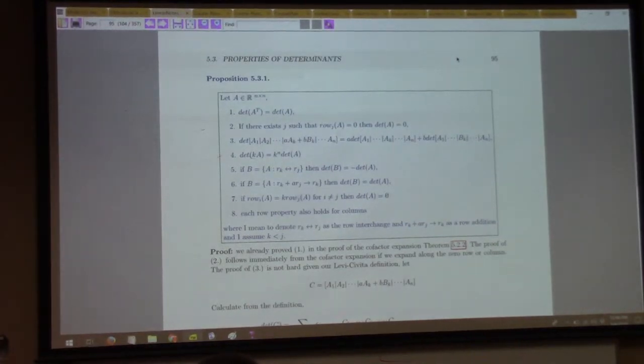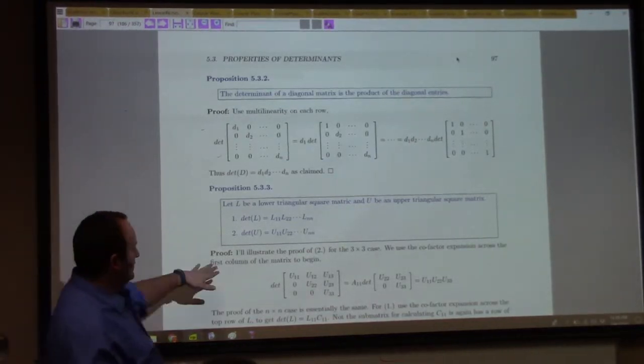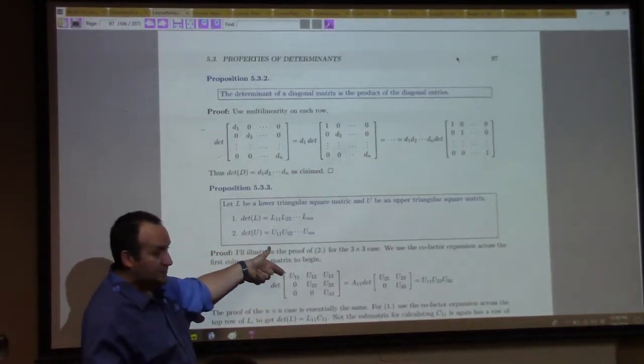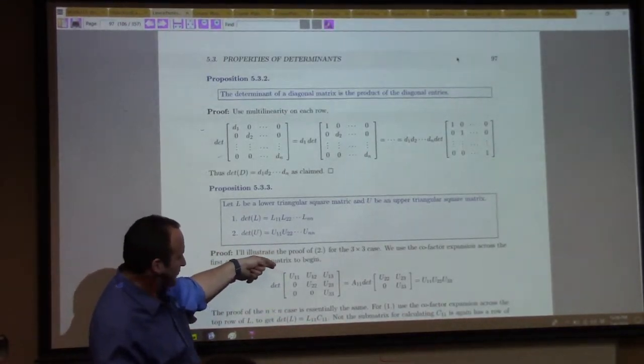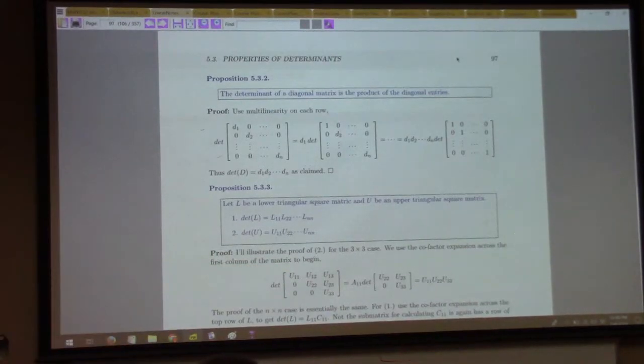So these can be used to calculate determinants and with great success. Like I told you, the determinant of a diagonal matrix is the product of the diagonals. It's also true for a lower or upper triangular matrix. If you have an upper triangular matrix, the determinant is just the product of the diagonals. Likewise for a lower triangular matrix. So if your matrix happens to be upper or lower triangular, the determinant is super easy to calculate.